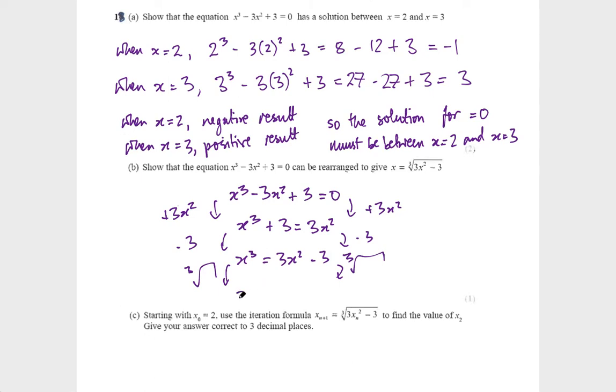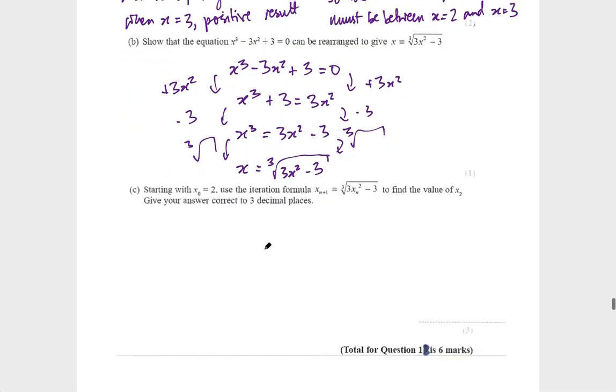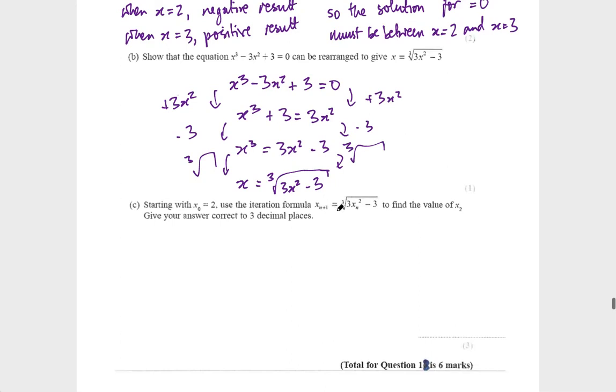And that gives you x equals the cube root of 3x squared minus 3. Part C of the question, starting with x0 equals 2, use this iteration formula, xn plus 1 equals the cube root of 3xn squared minus 3, to find the value of x2, corrected to 3 decimal places. So to show that you're doing this properly, you need to start off with your x0 equals 2.